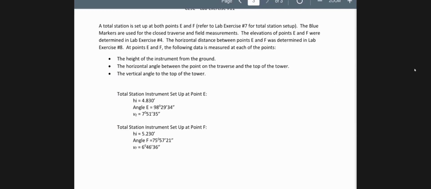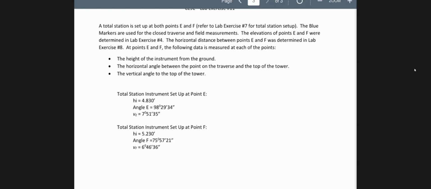Let's just kind of read through this. Total station setup. So you're going to set up today at both points, E and F. In order to calculate the elevation of the tower, you're going to need the elevation of points E and F. So you're going to have to go back to lab 4 and get those adjusted elevations that you calculated when you did lab 4. Those are the elevations you're going to use for points E and F.